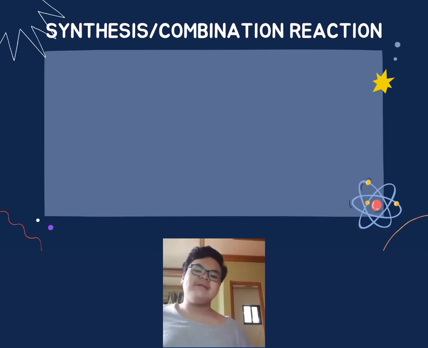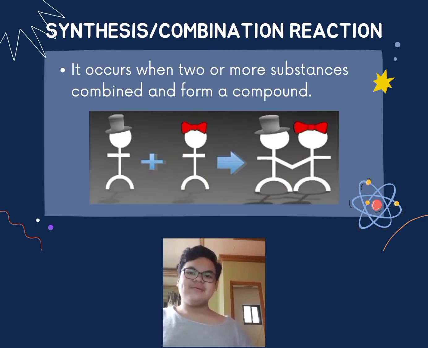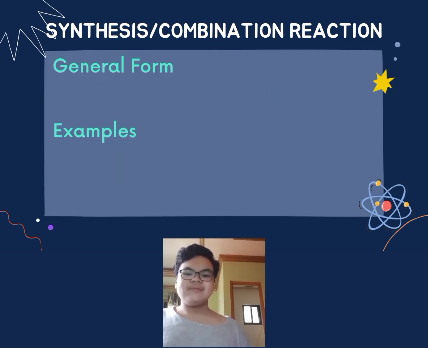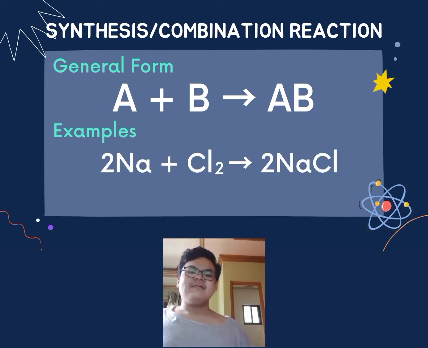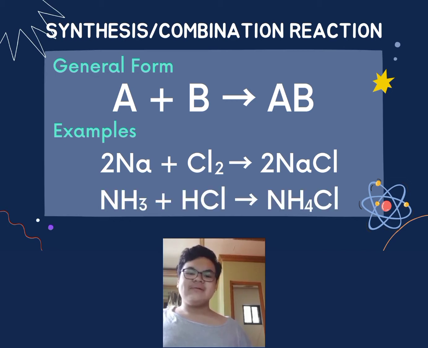The first type of chemical reaction is synthesis, or combination reaction. It occurs when 2 or more substances are combined and form a compound. The general form for this chemical reaction is A and B react to form AB. A and B on the left are the reactants, while AB on the right is the product, and when they combine they form a compound. Examples of this are sodium and chlorine react to form sodium chloride. Ammonia and hydrogen chloride react to form ammonium chloride.